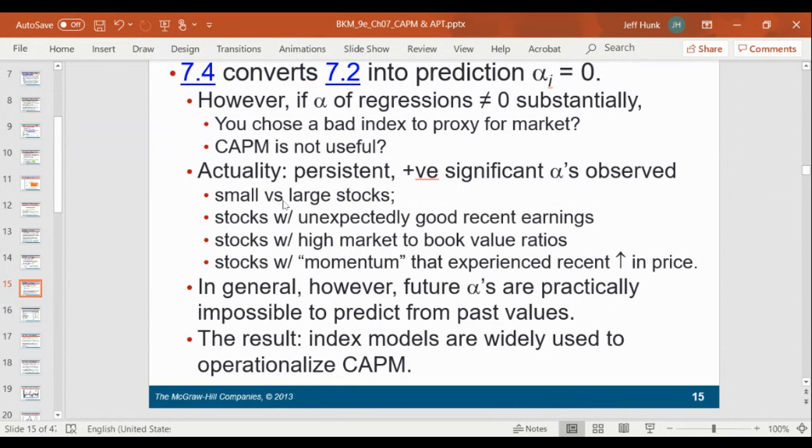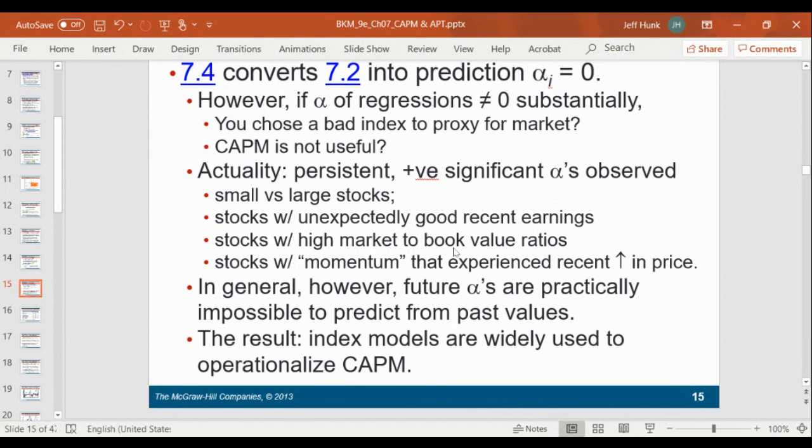Either it's small stocks or large stocks, right? Small stocks generally have significantly positive alphas. Large stocks would have relatively smaller alphas or insignificant alphas. And stocks with unexpectedly good recent earnings: because recently they had really good earnings, right? Then obviously that will be reflected in the positive alpha.